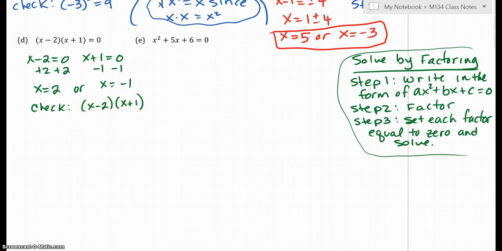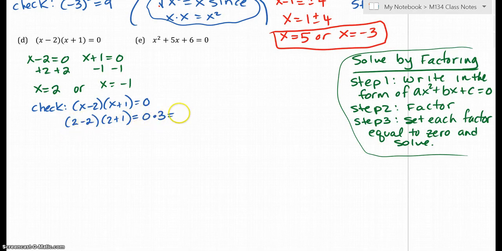This is just a check. Maybe it should be done in a different color. If I plug in a 2 here, I would get 2 minus 2, 2 plus 1. If you notice, what does that equal to? Well, you would get 2 minus 2 is 0 times 3, which is indeed 0. And the same thing with the negative 1.